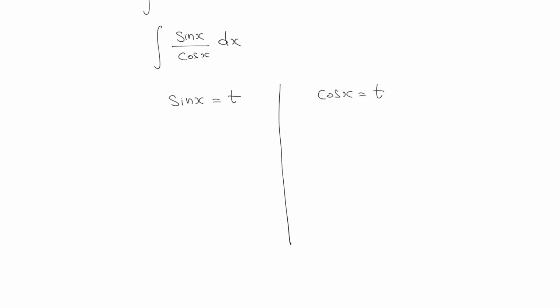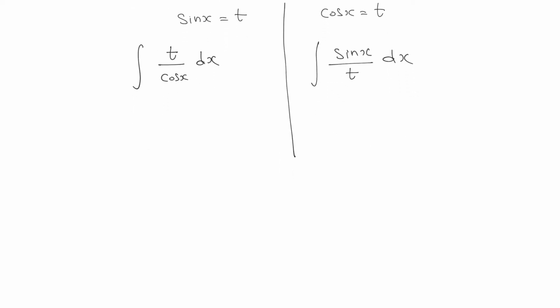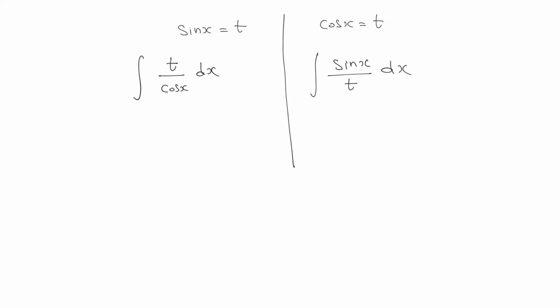If I take sin x as t, then instead of sin x I can write integration of t divided by cos x into dx. And if I take cos x as t, this can be written as integration of sin x divided by t into dx. But we know that we cannot integrate t with respect to dx, so I'm going to replace this dx in terms of dt.